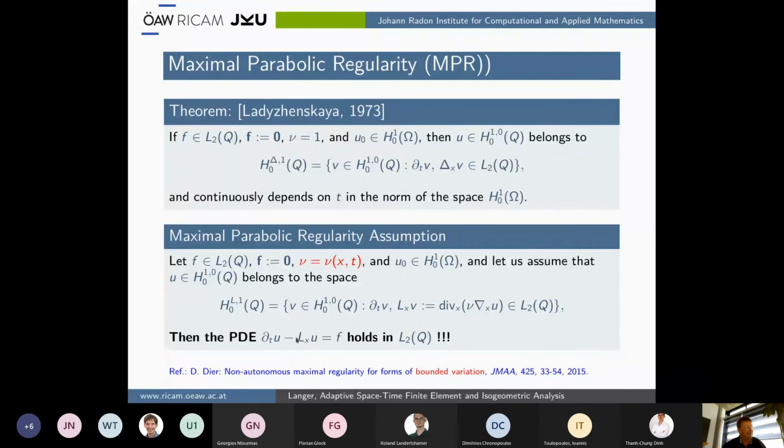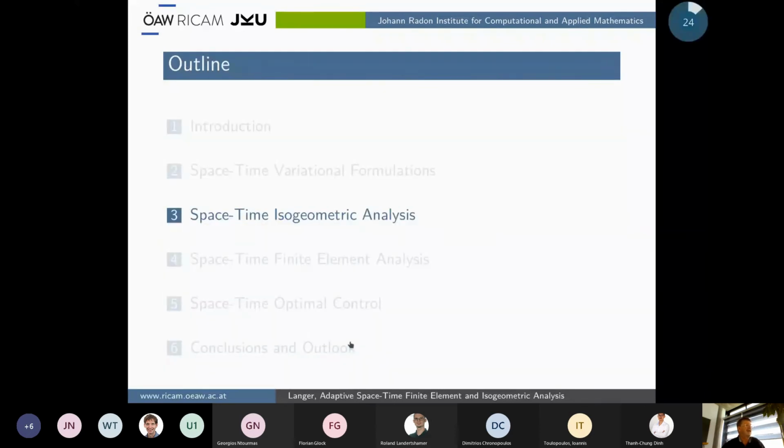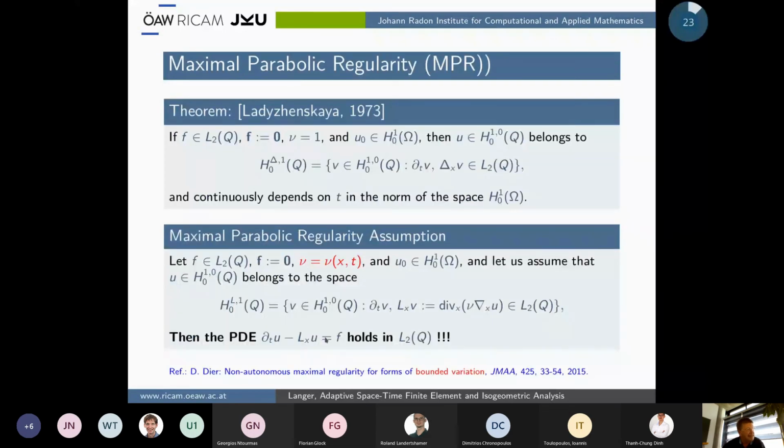So let's assume that now we have this formulation. But now I come to isogeometric analysis, where I will start with this setting where I can make use of the PDE, at least locally. This is called maximal parabolic regularity. It does not mean that you do not have singular solutions. You can have very singular solutions in the case of maximal parabolic regularity. But you can write the PDE.